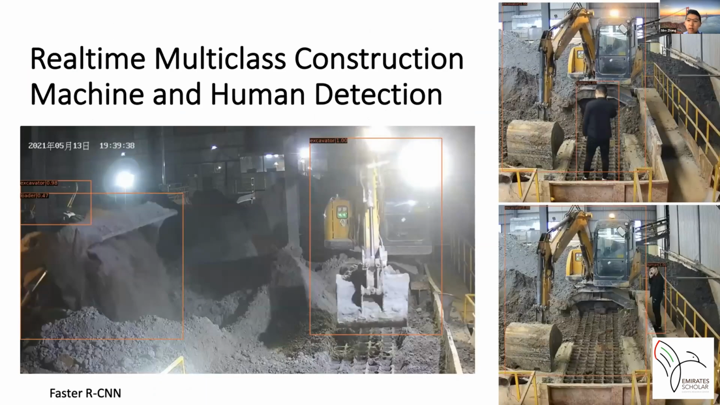Our detection module can detect multi-class construction machines, including excavator and loader here, and humans in real time. The detection of construction equipment is realized based on Fast R-CNN. To remove duplicate bounding boxes, we apply soft NMS to limit the max bounding box per object to 1.